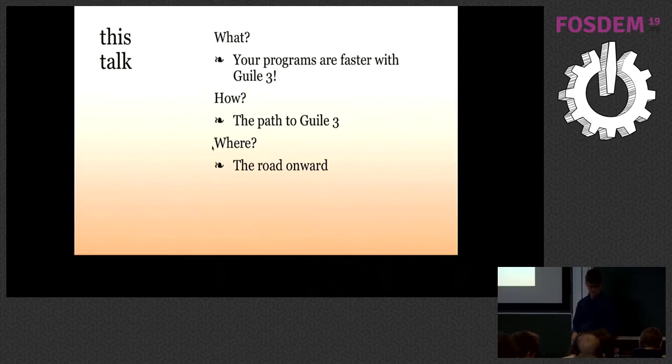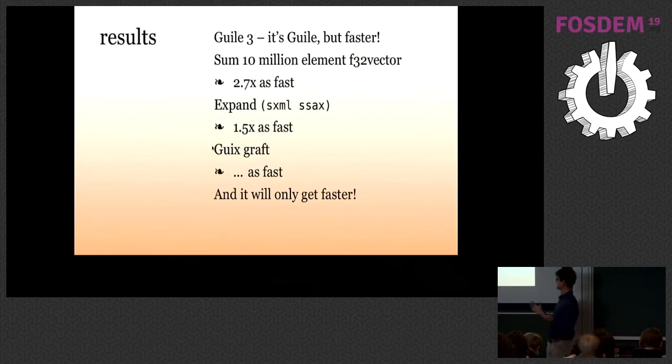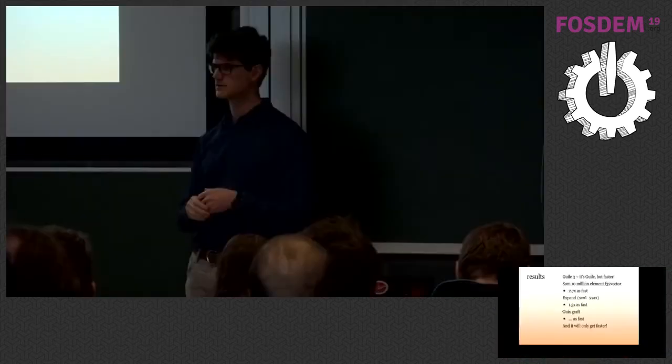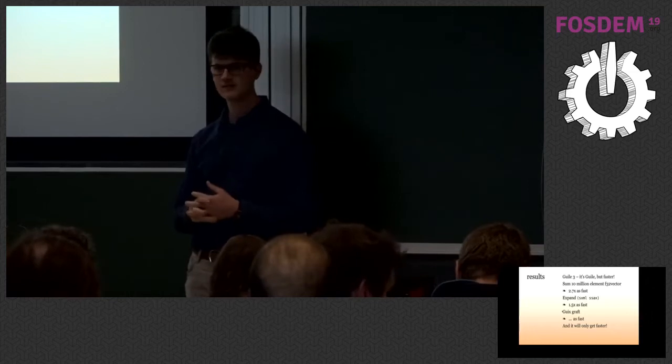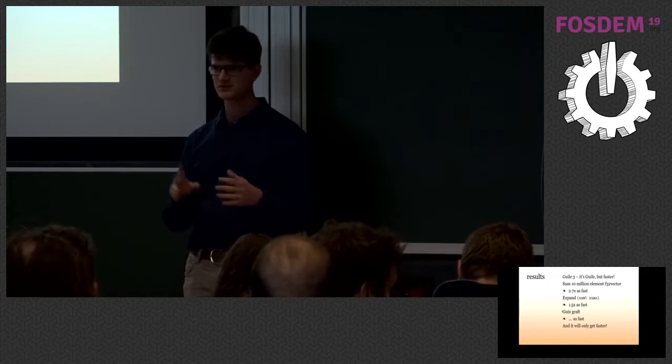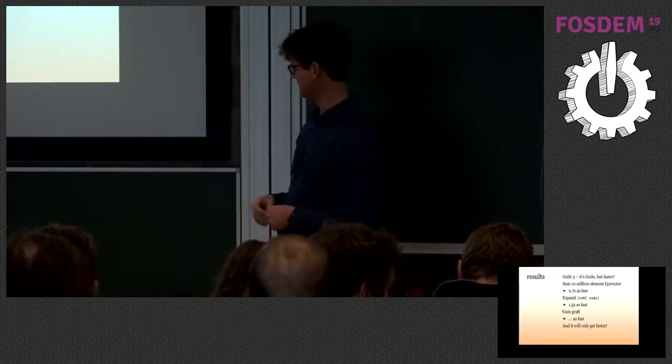But I'm going to skip to the end of the talk already with some results. If you're summing a 10 million element vector of packed floats or something, it runs 2.7 times as fast as Guile 2.2. If you take a task which is less computational in terms of tight loops, but still very general purpose, like running the macro expander on this source file, it's about 1.5 times as fast. Then I was going to give it a try with Guix, and I think I got it, but I don't really understand what I'm testing. So I don't know how fast it is there.